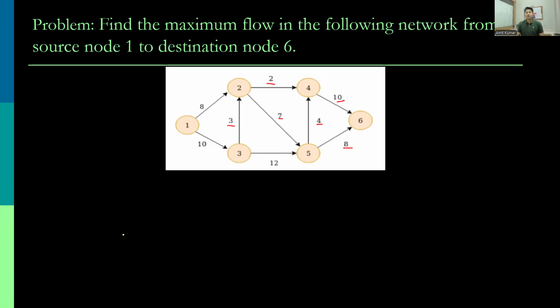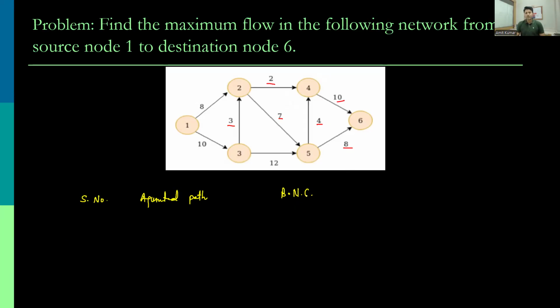Now, how do we proceed to find the solution for this problem? We will list all the augmented paths. So let us make a small table where I list the augmented paths and their bottleneck capacities also.